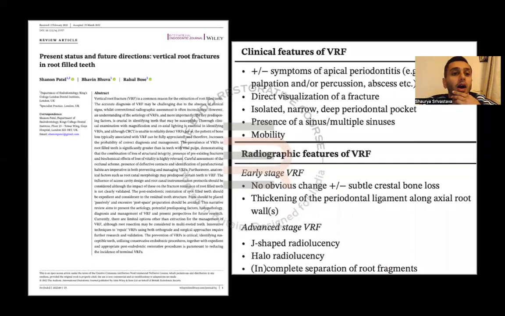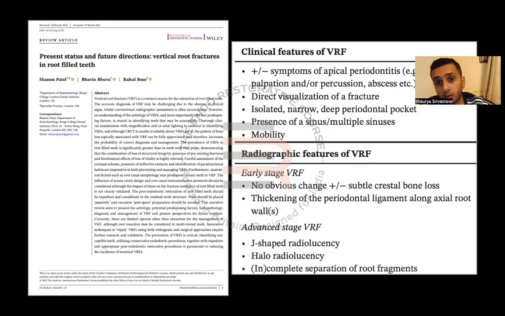This is a good paper again, by us at King's, by Shannon, Bhavin, and Rahul. It's a free download. There was an edition by the IEJ, I think in June, which was a review edition of different topics in endo, and they're all free downloads. So if you do fancy reading, go ahead and look for these papers. They talk about a review of literature of various different topics, and you can really enhance your knowledge with that.